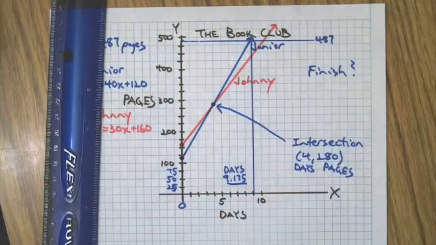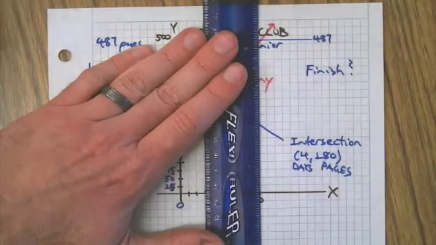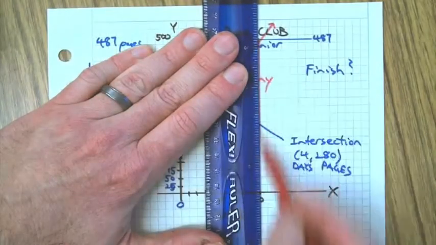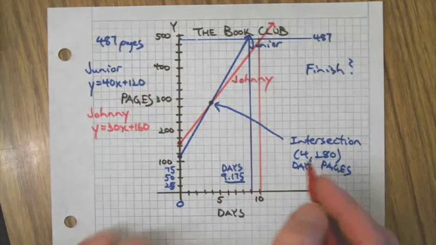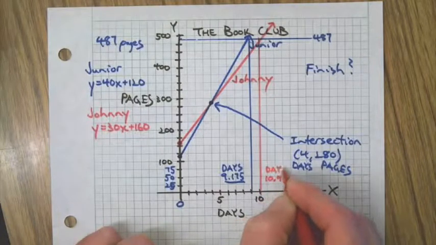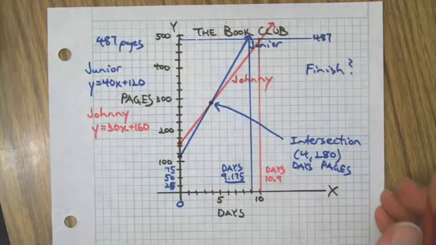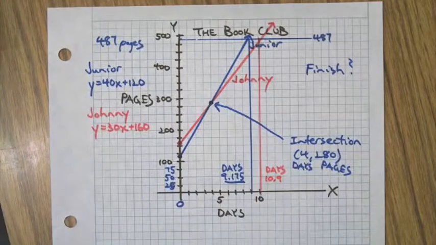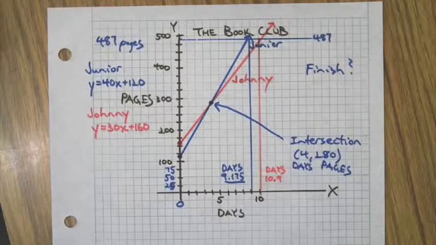Let's look at Johnny. I'll do the red line with Johnny. We'll see how close that matches our algebraic solution. Kind of right about there. And if we look back to our algebraic solution, we said 10.9. So you can see how this is imprecise because we're using a ruler and imprecise measuring instruments. But you can see how graphically this really does match what we did on the other page with the algebra.